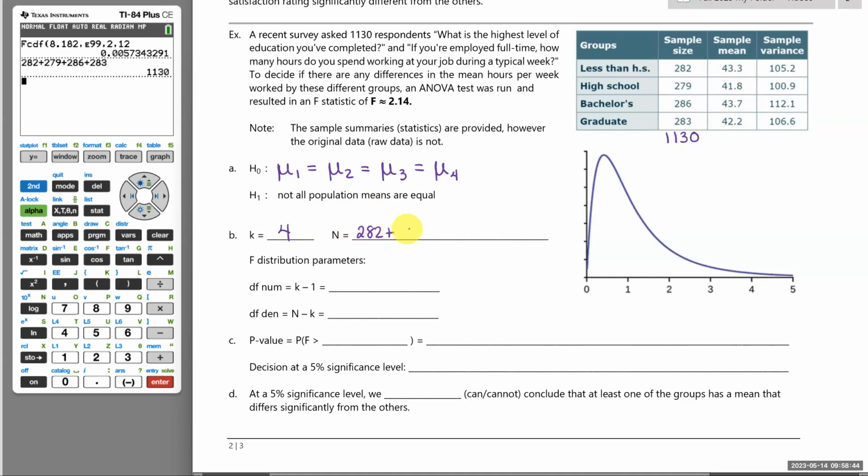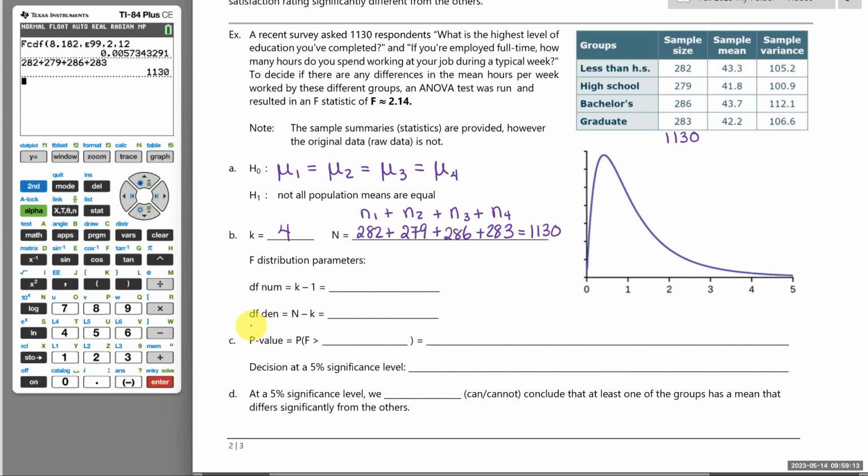I'm just going to write down what I did here in the notes. If I add up those individual sample sizes, that's the 1,130. So this would be sample size for population 1 plus sample size for 2, for 3, etc. We sometimes just refer to that as the grand total.